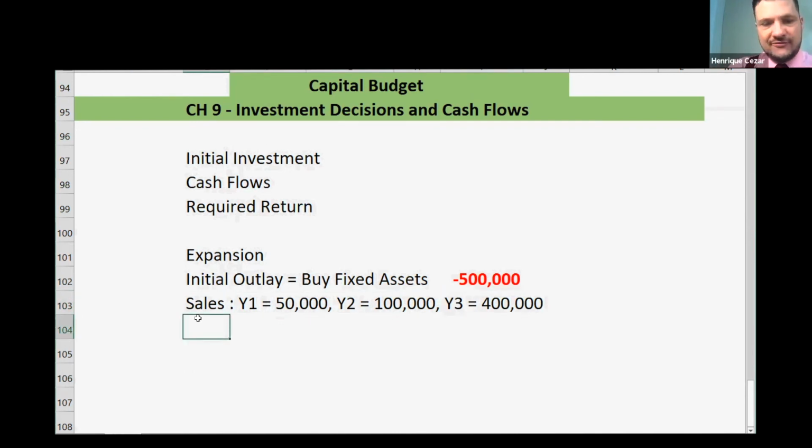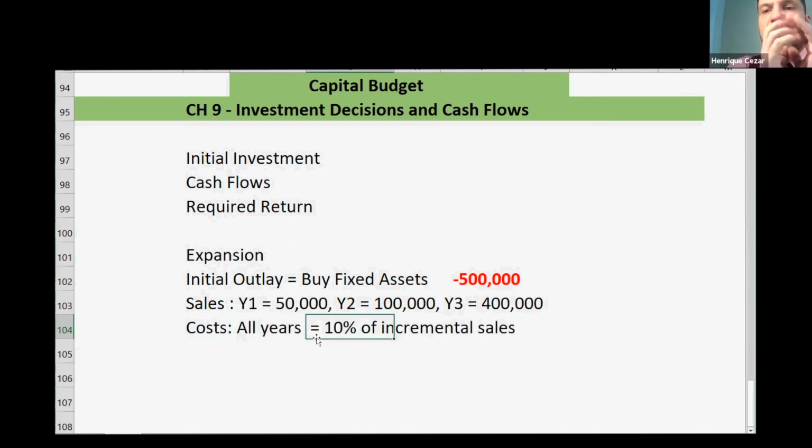However, you're also going to have incremental costs. Let's say the incremental costs are going to be 10% of incremental sales. Just to make it easier, let's not even put year one. Let's put here all years. It's going to be equal to 10%.